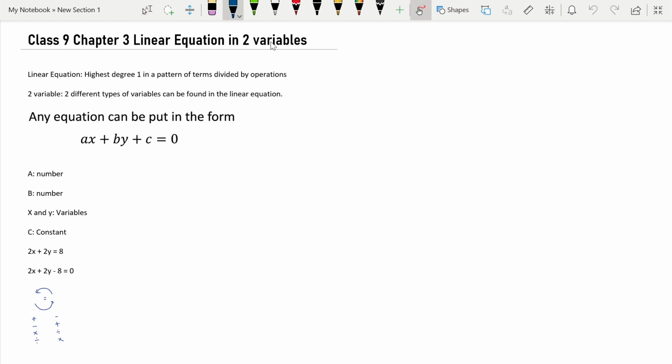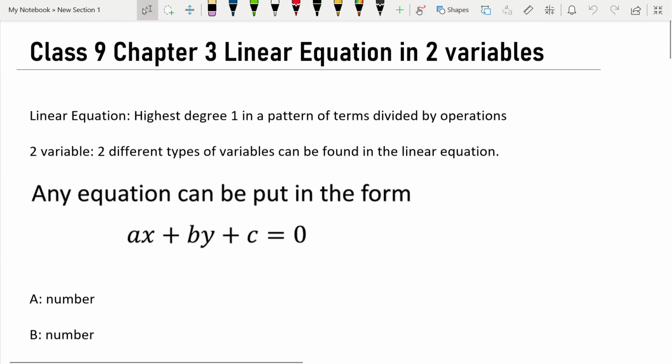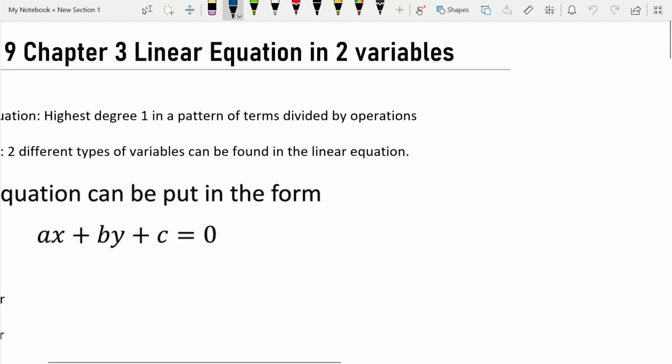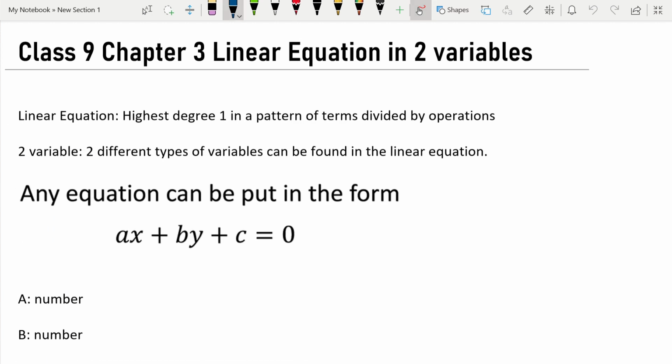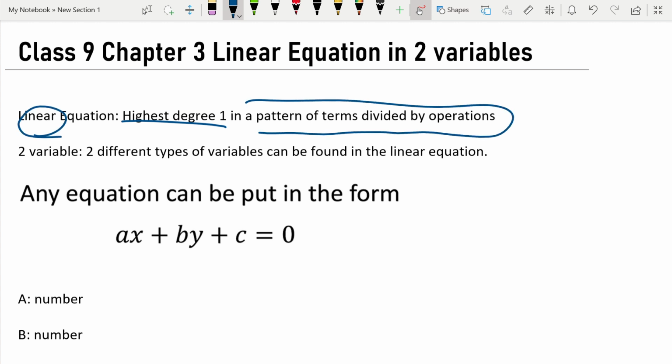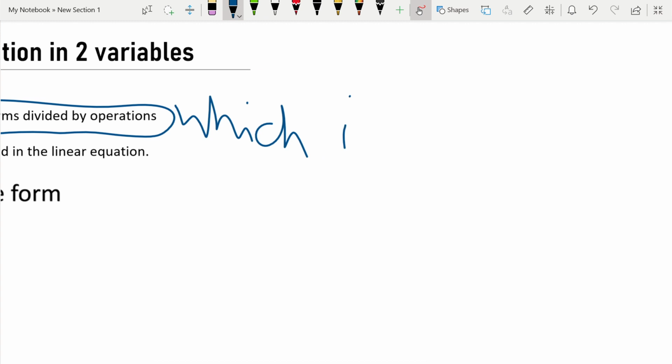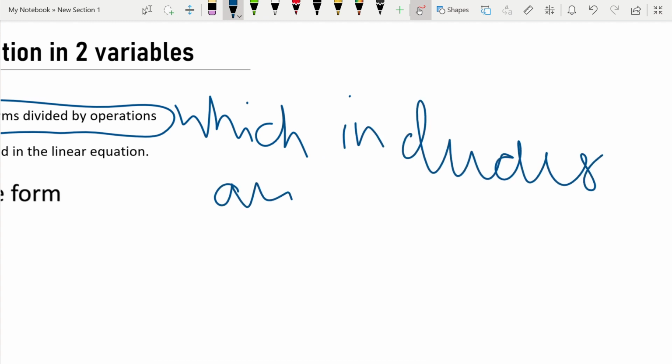So, linear equation. Let's zoom in a little bit. Linear equation basically means highest degree is 1, because linear, and an equation is a pattern of terms divided by operations which includes an equal sign, right? So you need an equal sign.